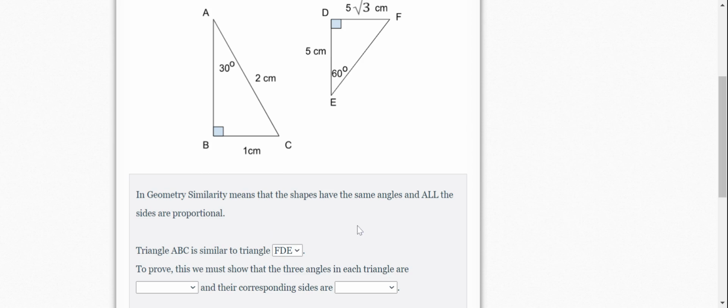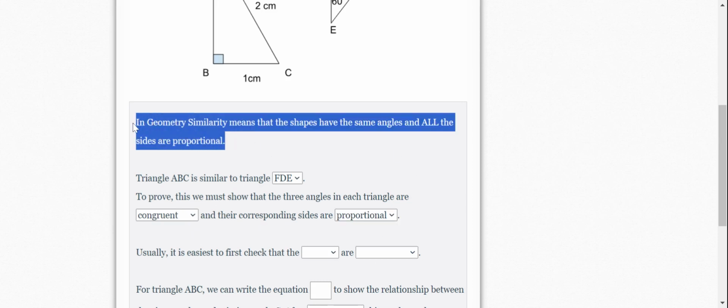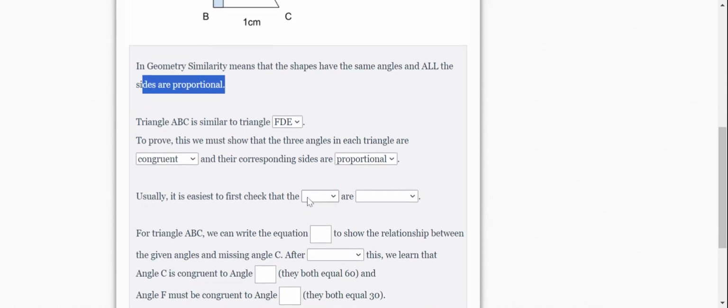Okay. All right. So next, to prove this, we must show that the three angles in each triangle are congruent and their corresponding sides are proportional. It's the same thing it tells us up here. Okay, so all of the same angles and proportional sides. So we're just repeating that again. It usually is easiest to check first that the angles are the same.